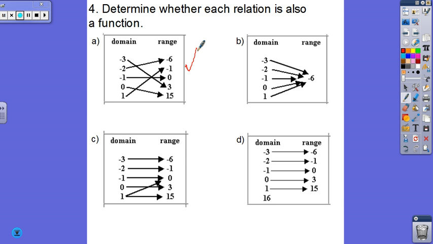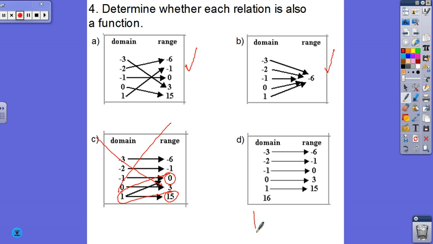Alright, both of these first two are functions. Every x is paired with a different y. So here, all of them are paired with negative 6, but none of my x's repeat. Here, -1 is paired with 2. It's paired with 15, and it's paired with 0. And that would make this one not a function.